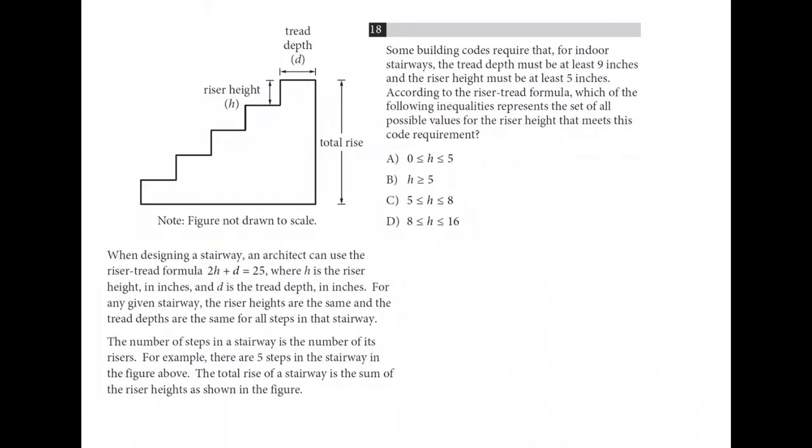So for number 18, we're looking at designing a stairway using a formula, which they give here. Some building codes require that for indoor stairways, the tread depth must be at least 9 inches and the riser height must be at least 5 inches. According to the riser tread formula, which of the following inequalities represents the set of all possible values for the riser height that meets this code requirement?